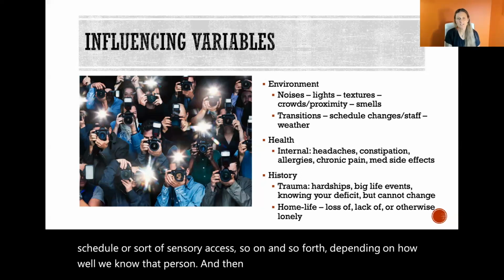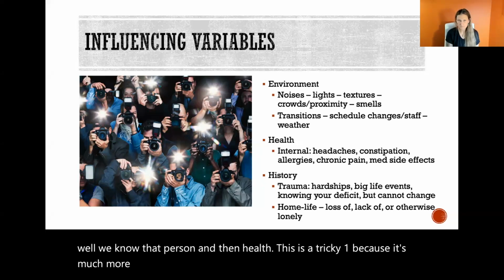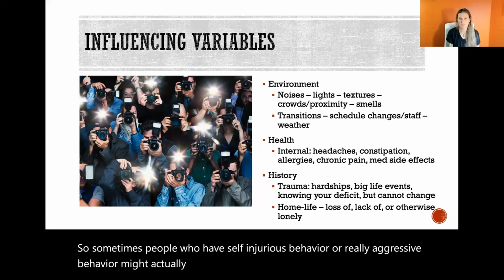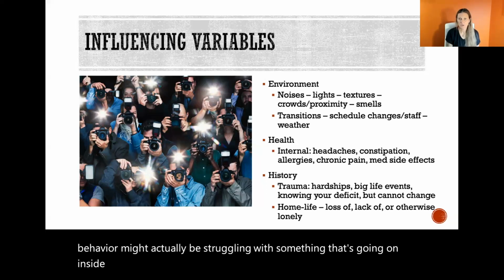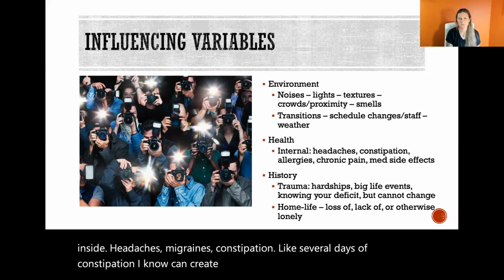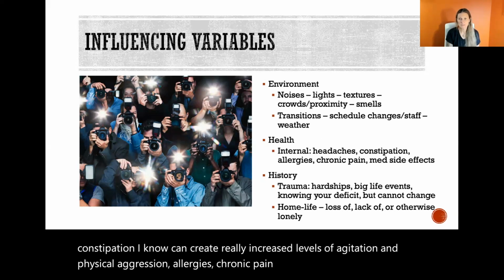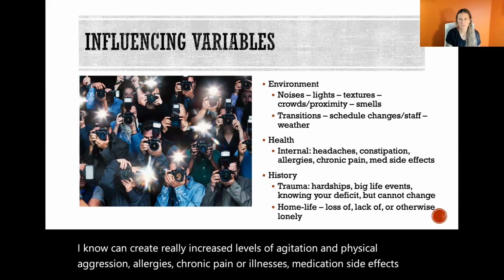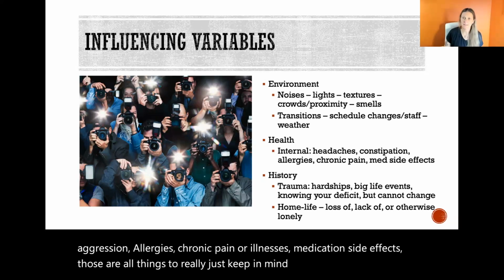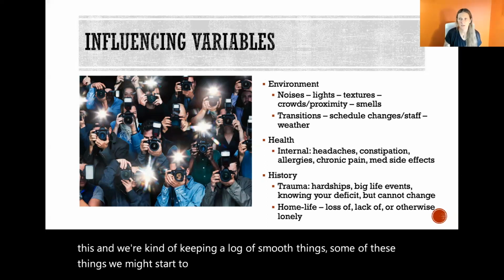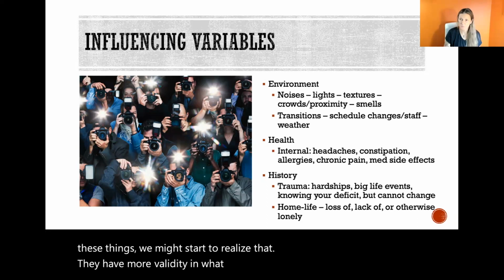And then health, this is a tricky one because it's much more internal. So sometimes people who have self-injurious behavior or really aggressive behavior might actually be struggling with something that's going on inside. Headaches, migraines, constipation, like several days of constipation, I know can create really increased levels of agitation and physical aggression. Allergies, chronic pain, or illnesses, medication side effects, those are all things to really just keep in mind. And again, if we're tracking this and we're kind of keeping a log of some of these things, we might start to realize that they have more validity in what's influencing the behavior than we realized.